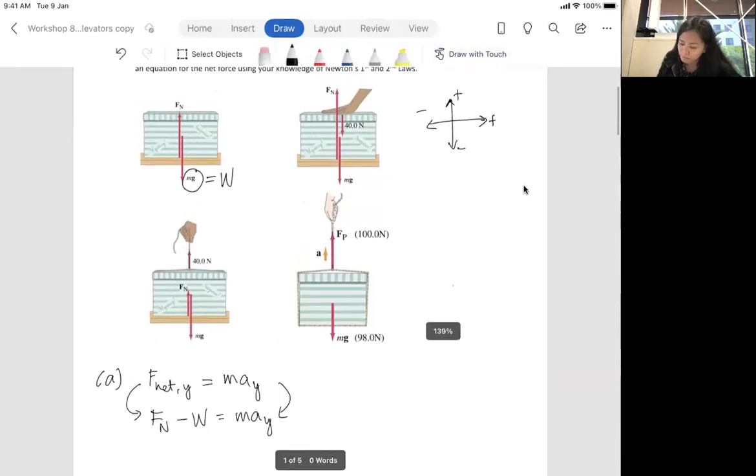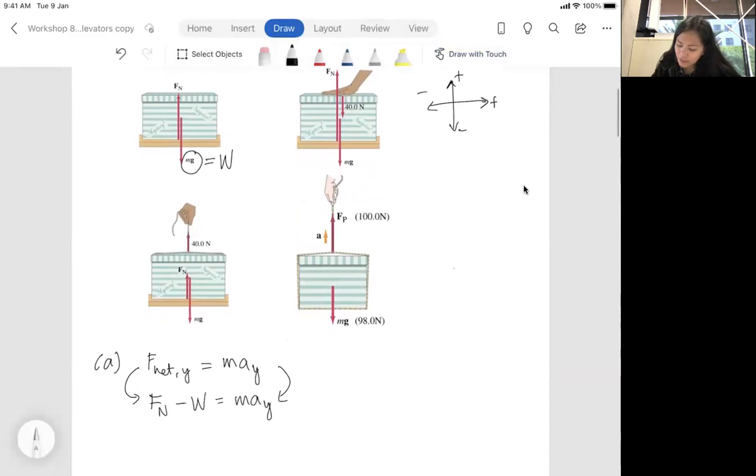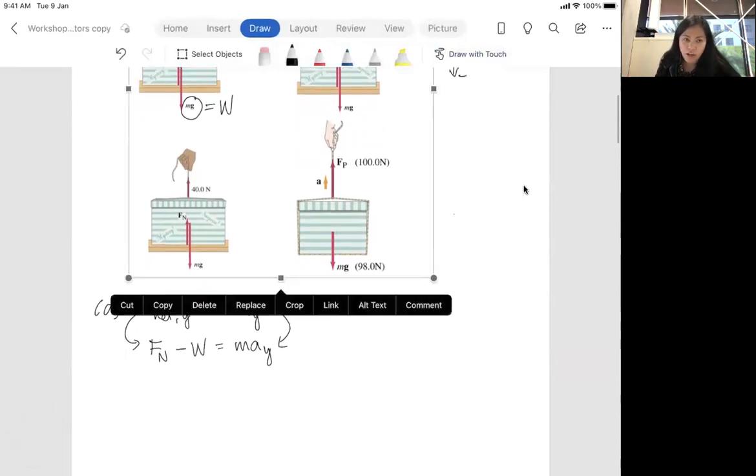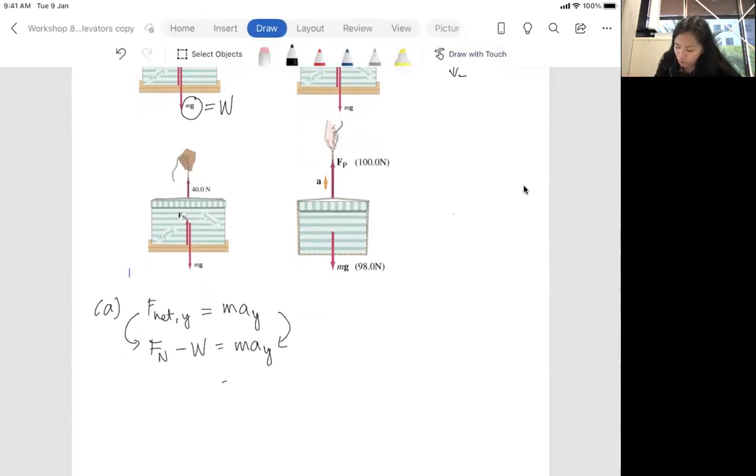But if you look at the relative lengths of the normal force and weight force arrows in the diagram, they're more or less the same length. So we can say that they're opposing each other and there's no motion. The box is just sitting there. So the acceleration along the y is equal to 0.